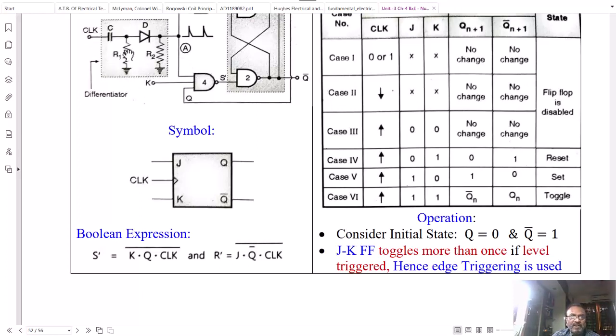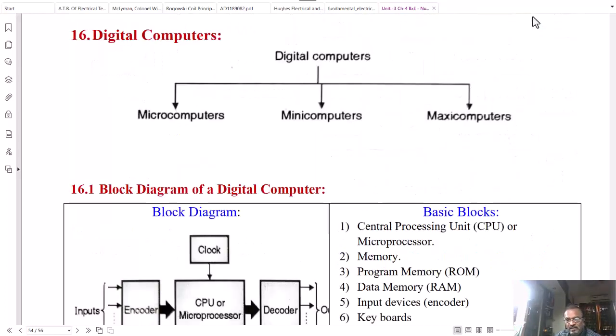If edge triggering is not used, meaning this differentiator circuit is not used, then if it is a high-level triggered or low-level triggered flip-flop, as long as the clock level is maintained, the flip-flop will continuously toggle when both the inputs J and K are 1. And therefore there exists a race around condition. To avoid the race around condition, we use the edge triggered flip-flop.